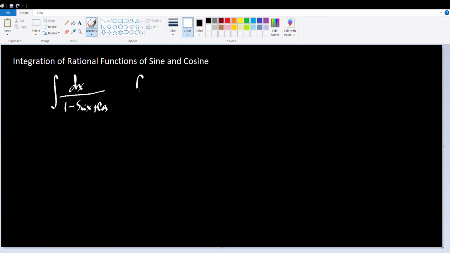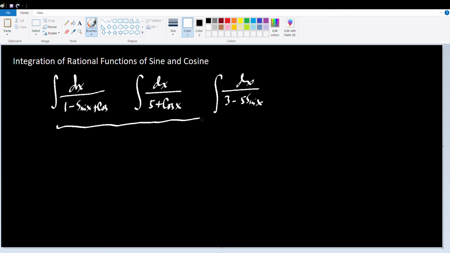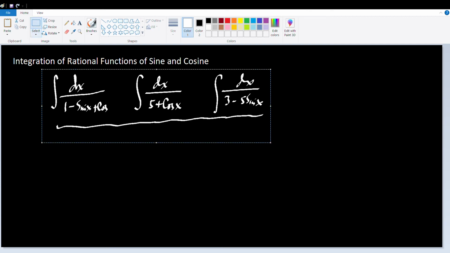Other integrals are the integral of dx all over 5 plus cosine x. Still another is the integral of dx all over 3 minus 5 sine x. So these are the types of integrals that we are going to evaluate. Basically, the process involves some substitution. So let us start by considering a right triangle.